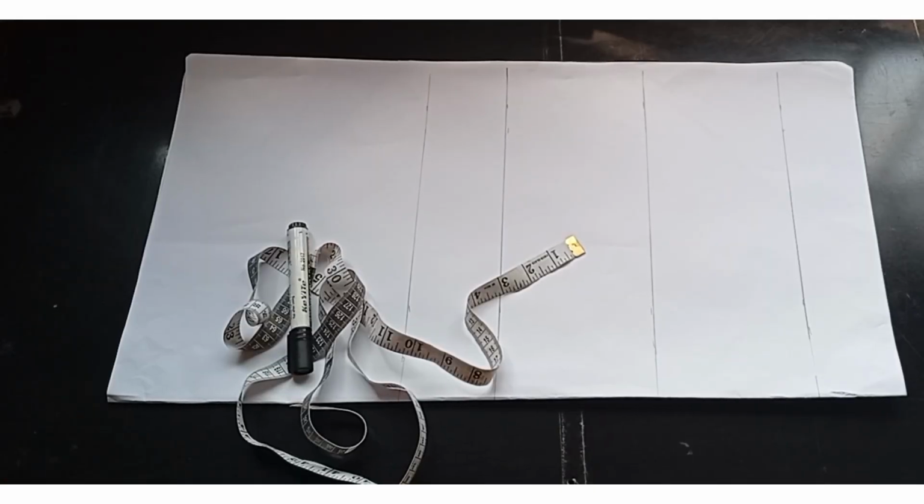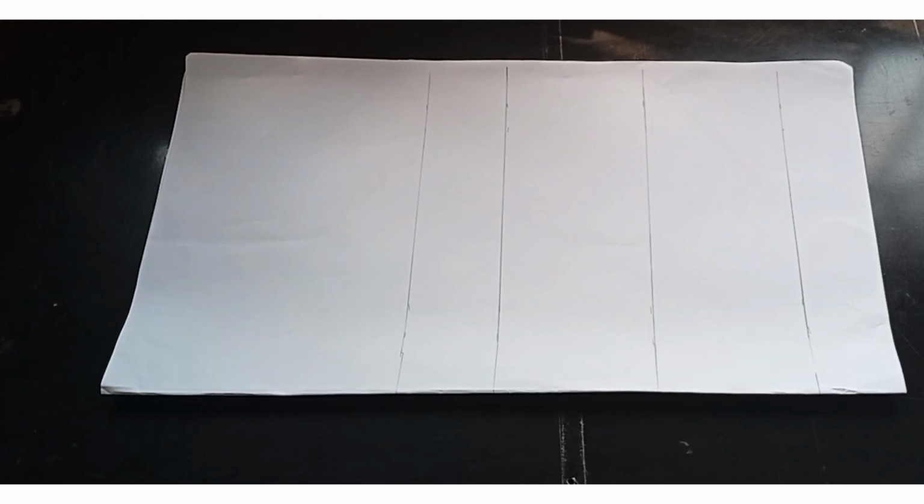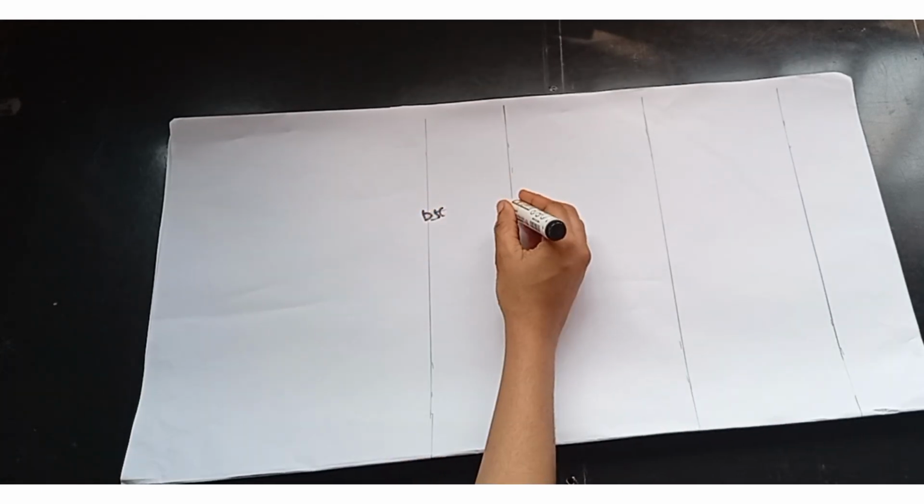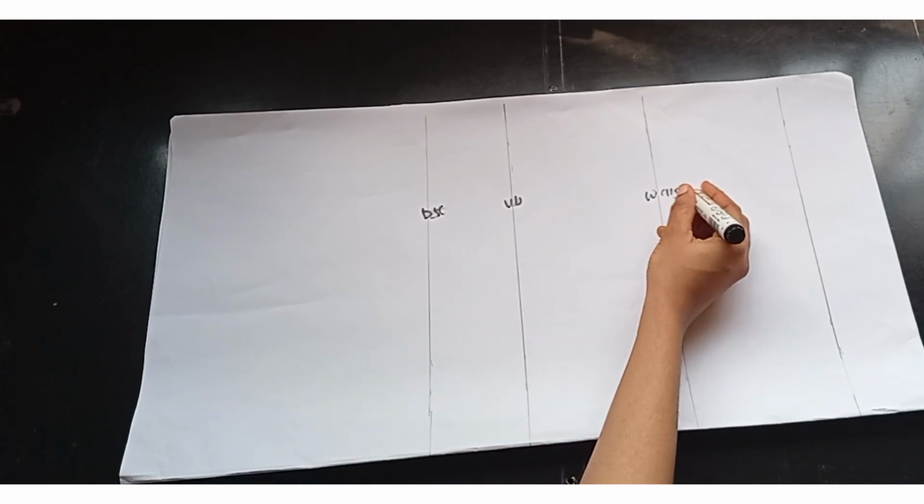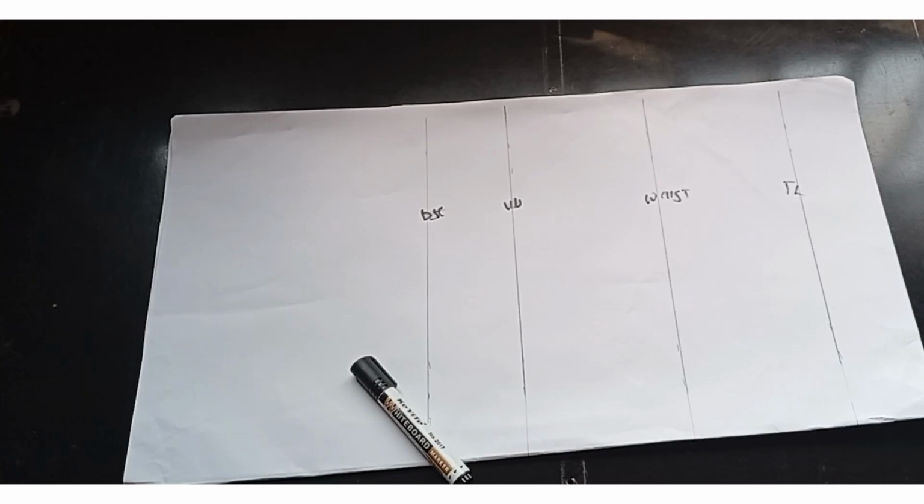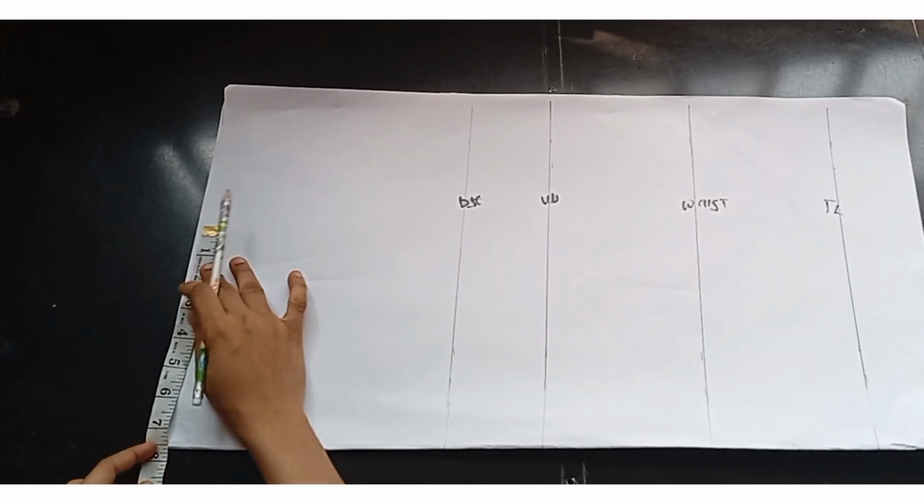So now here is my pattern, and I've gone ahead to mark out the basic measurements that I need for this pattern. So I've marked my shoulder to bust, under bust, waistline, and the blouse length. For the blouse length, you can take your measurement, or you can use 5 inches after your waistline.